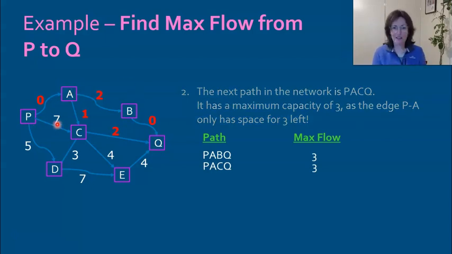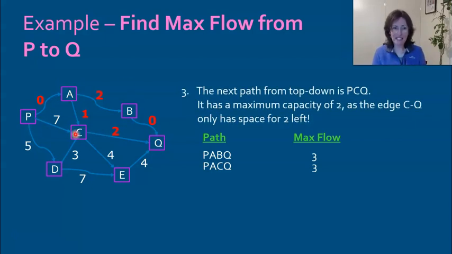Next path we have along P, C, Q, sort of straight across the middle there. We have a 7 and a 2. The biggest number there is 2. So P, C, Q, write down your path, write down the flow number, 2. Now you go backwards, subtracting 2 off each of those edges. 2 subtract 2 is 0. 7 subtract 2 gives us 5.